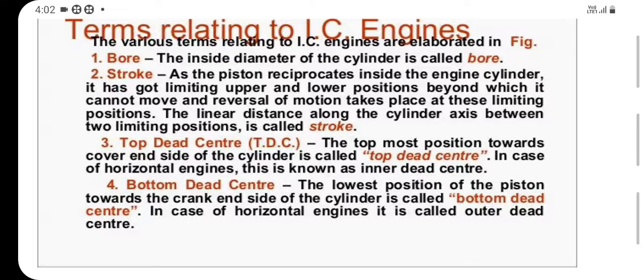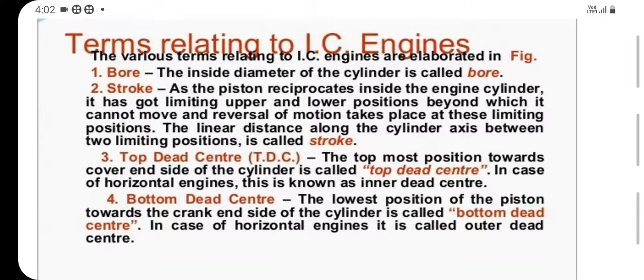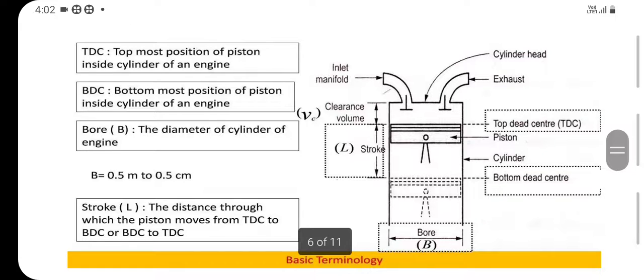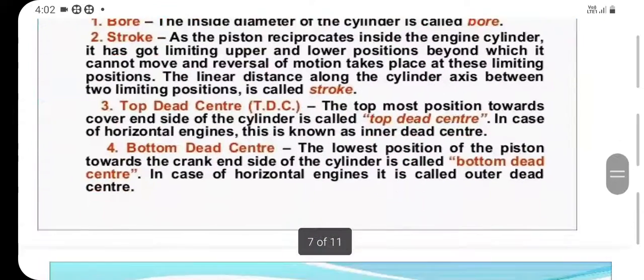BDC, bottom dead center, is the lowest position of the piston towards the crank side of the cylinder, called BDC. Look at this schematic diagram. Bottom dead center and top dead center. The distance between top and bottom, TDC to BDC, is called a stroke.